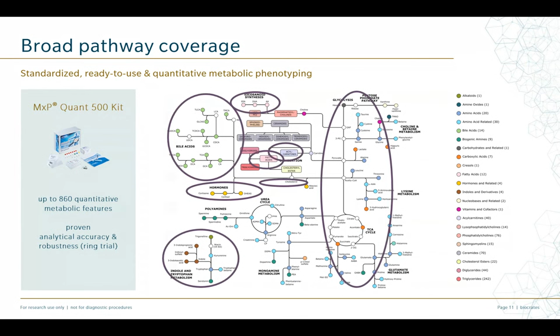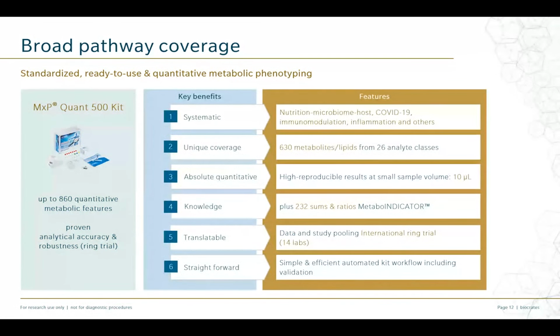The Quant 500 kit allows a quantitative analysis of up to 630 metabolites and lipids with a coverage of all key metabolic pathways, and allows not only the systematic analysis of nutrition-microbiome-host interactions. With only 10 microliter sample volume, you can analyze from cell supernatants to animal to human blood and tissue samples. Globally, first international ring trials in metabolomics have proven the robustness, analytical accuracy, and availability to pool the data.